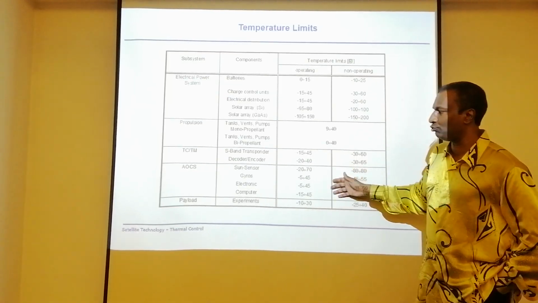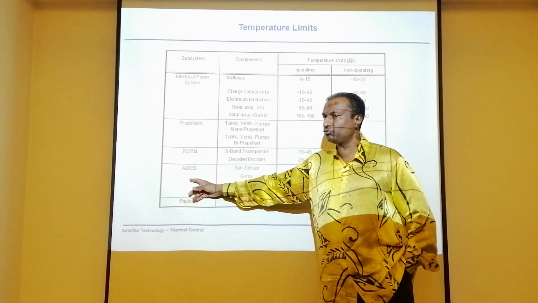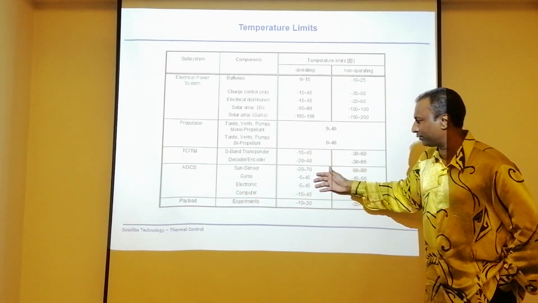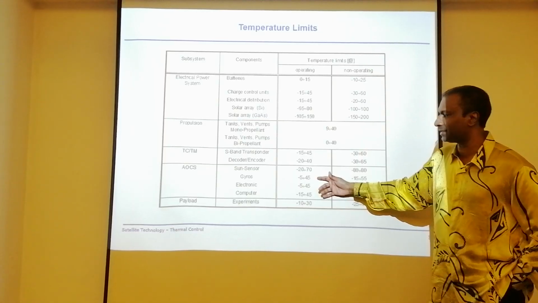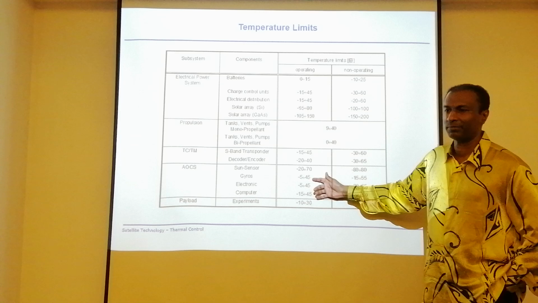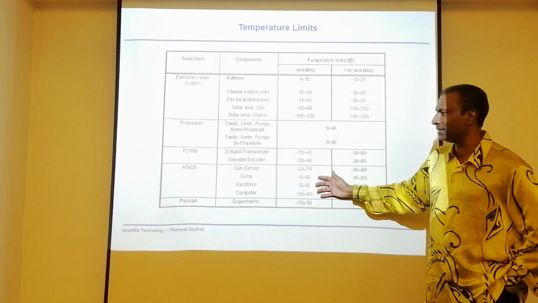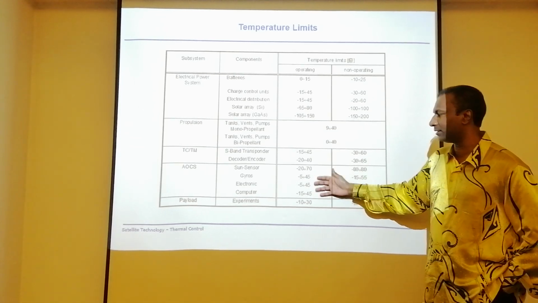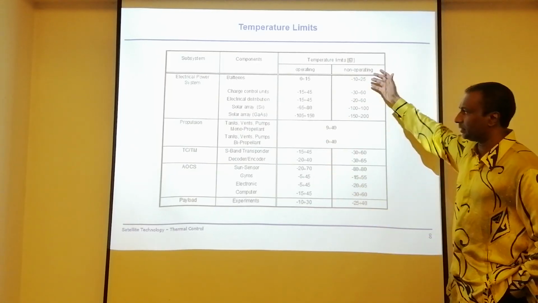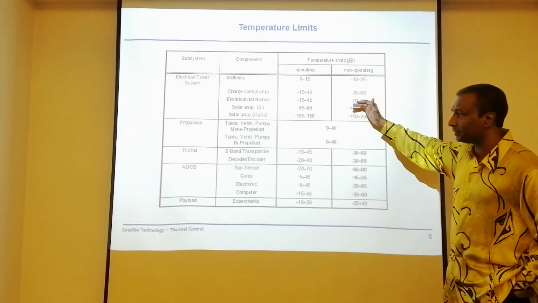You have attitude orbit control system. If you look at gyros, for example, it is also reasonably quite tight. You can't actually go into freezing, almost minus 10 or minus 20 degrees. Then you will have errors in terms of gyroscope. So these are the typical operation regions that we have.